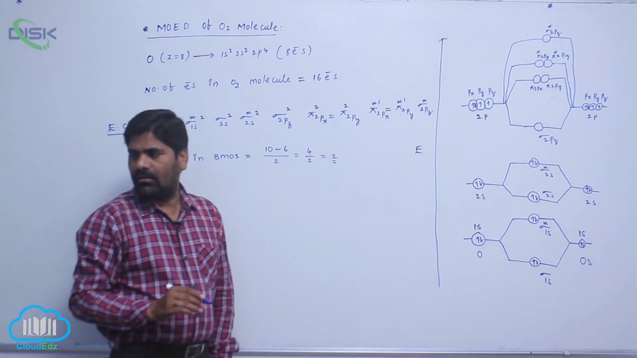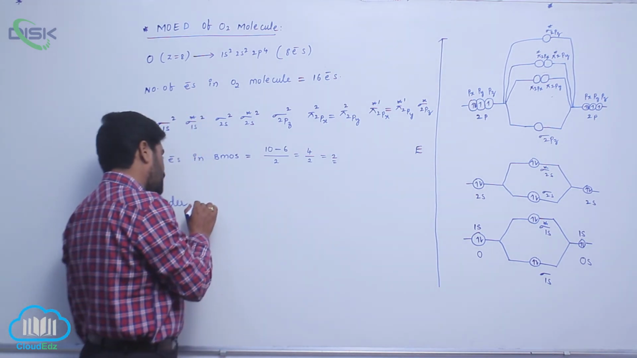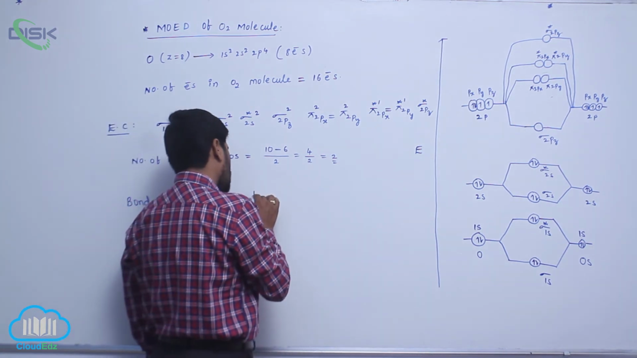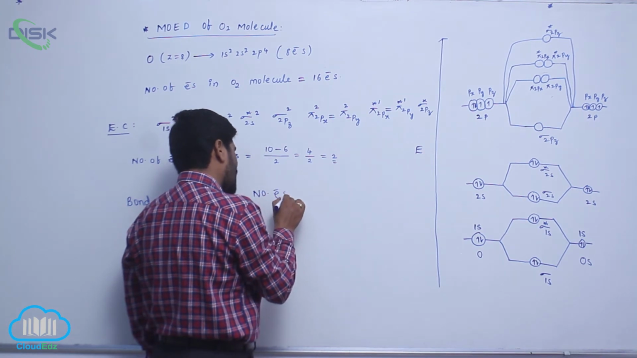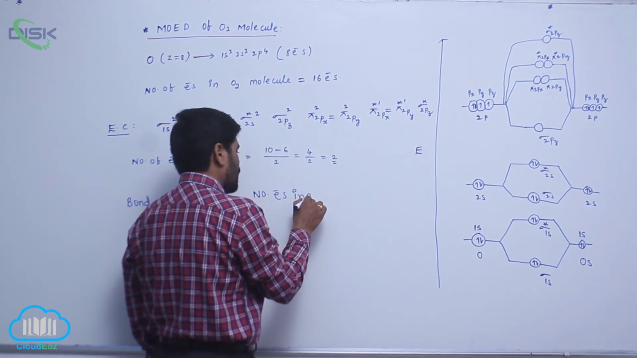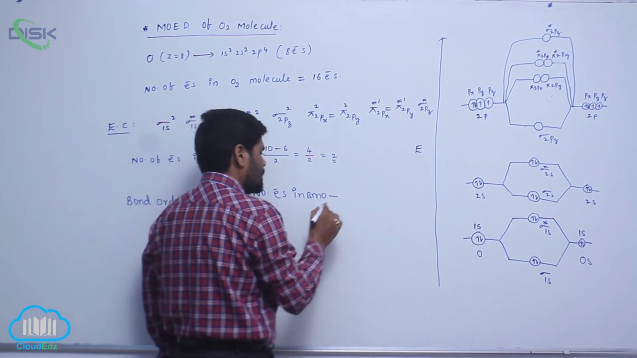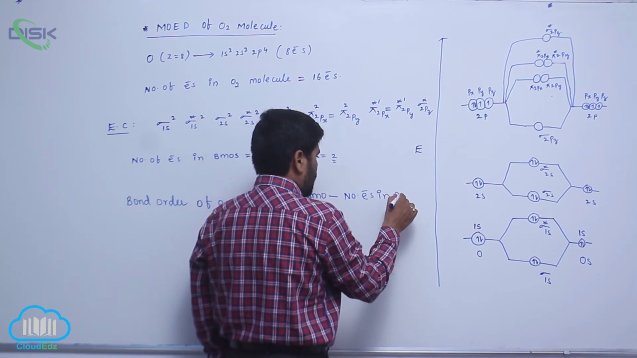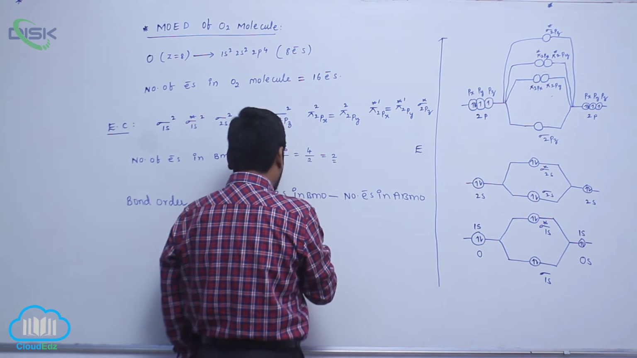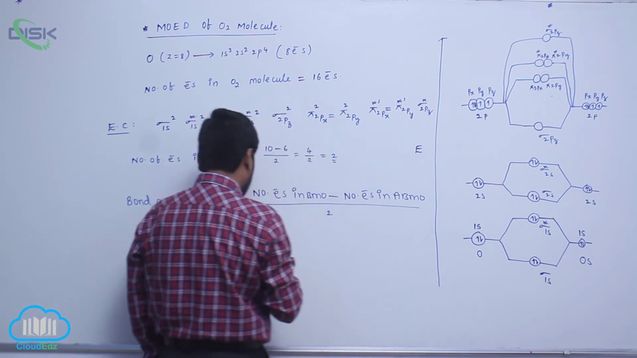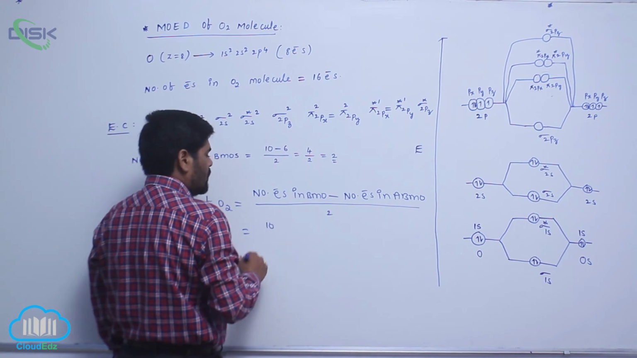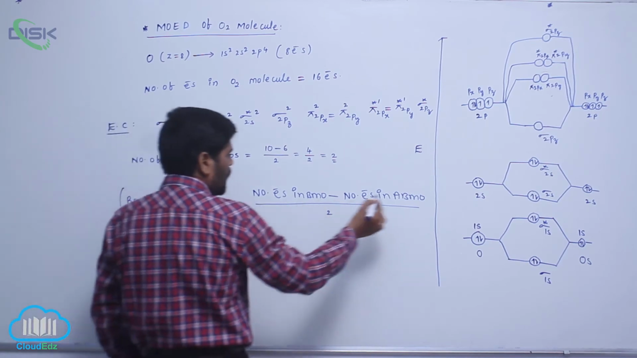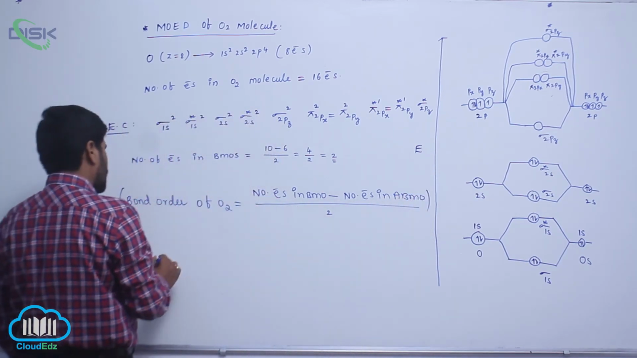So therefore bond order of O2 molecule equals number of electrons in BMO minus number of electrons in ABMO, anti-bonding molecular orbital, by 2. Okay, this is the principle to calculate bond order.